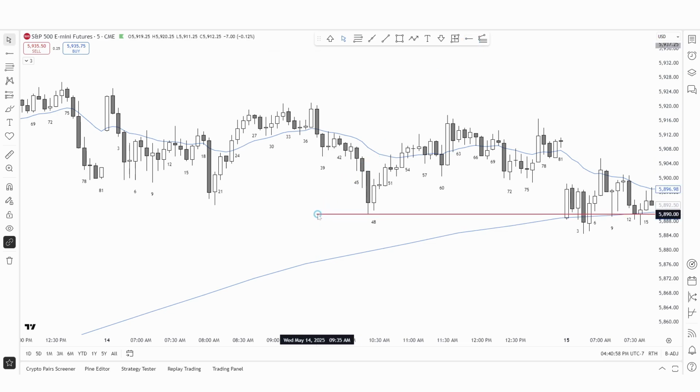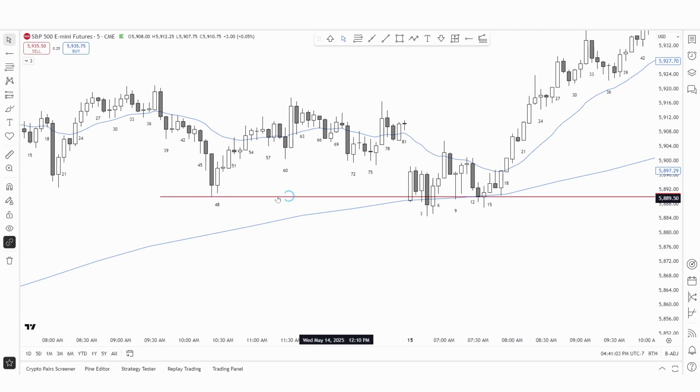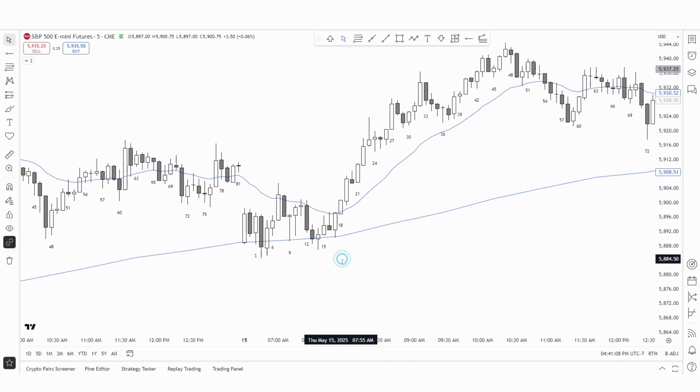So if it's a trading range, buy low, sell high. So you're short right at the low of yesterday. Bears tried a couple times, but it didn't work.